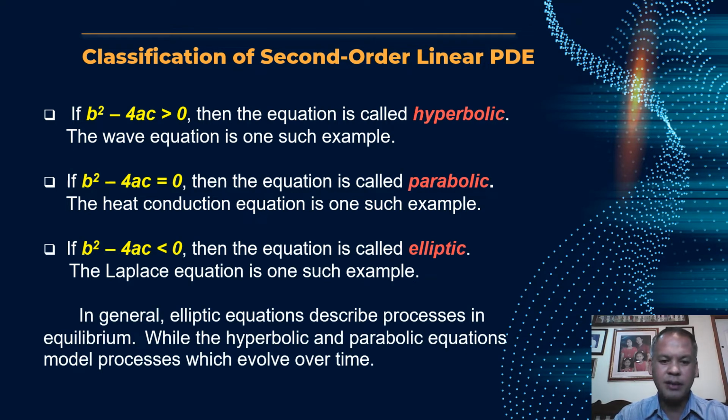In general, elliptic equations describe processes in equilibrium, while the hyperbolic and parabolic equations model processes which evolve over time.